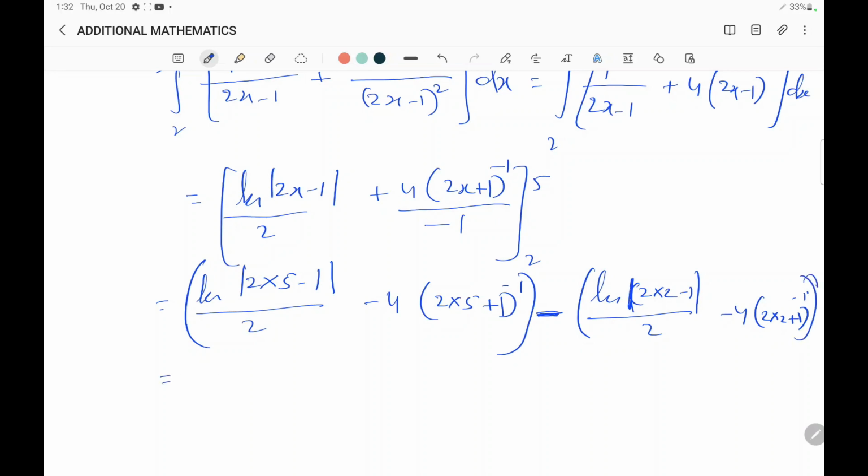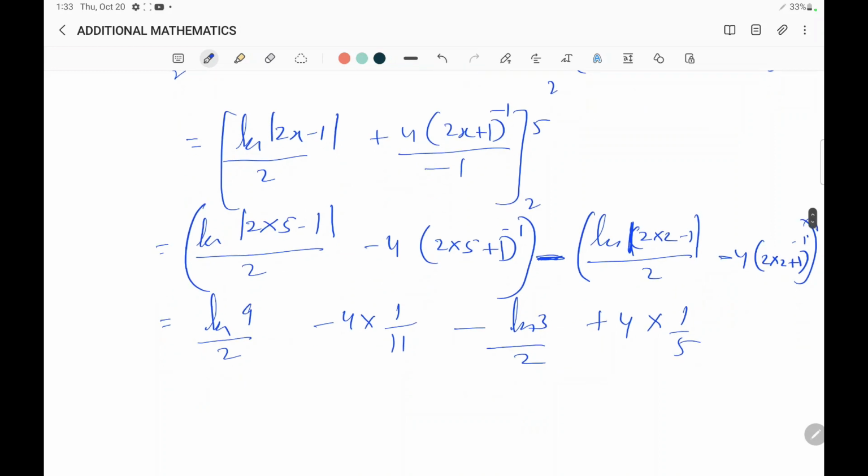So this is ln of 2 times 5, which is 10, 10 minus 1 is 9, so ln 9 over 2. And this is minus 4 times 2 times 5 is 10 plus 1, 11, 11 to the power minus 1, so it is 1 over 11. Minus, and 4 minus 1, ln 3, so minus ln 3 over 2. And minus times minus 4 is plus 4 times (2 times 2 is 4, plus 1) 5 to the power minus 1, 1 over 5.